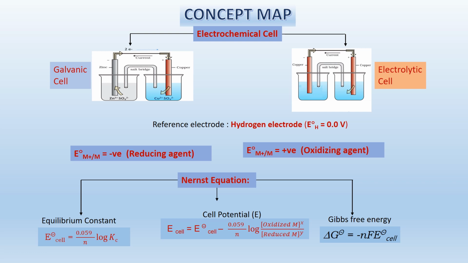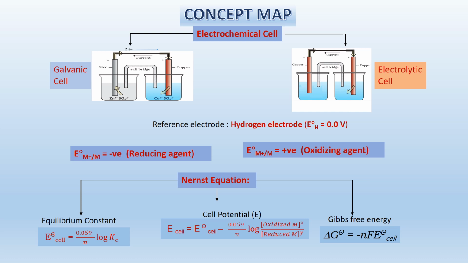Hydrogen electrode. The hydrogen electrode acts as a reference electrode and its potential is 0 volts. With the help of the hydrogen electrode, you can determine the unknown standard electrode potential of other metal ions, right? Because it is 0 volts, the corresponding cell potential will show the standard electrode potential of that metal ion.